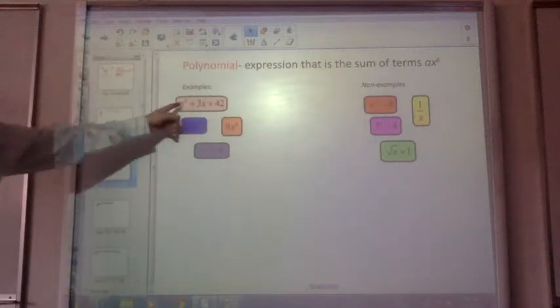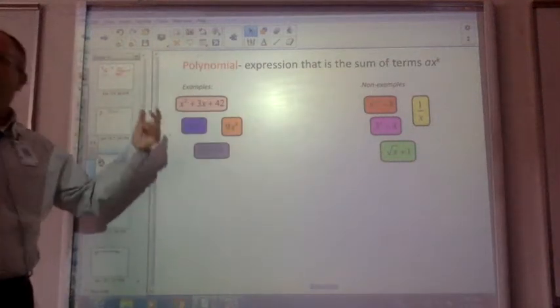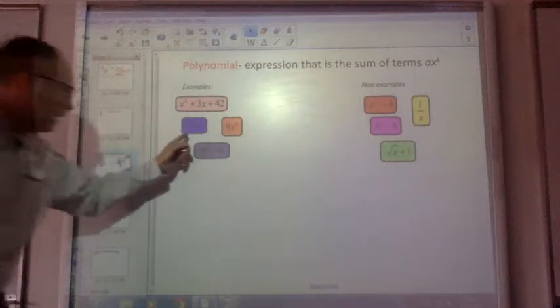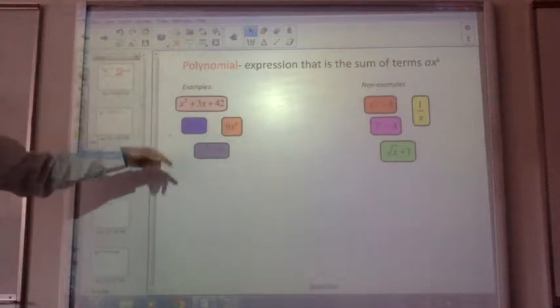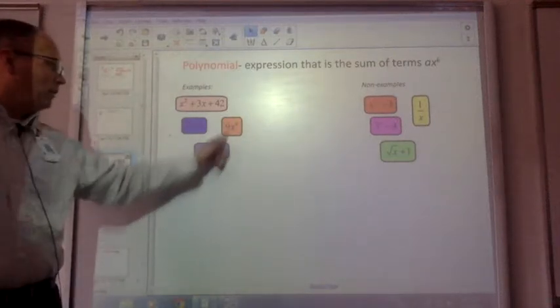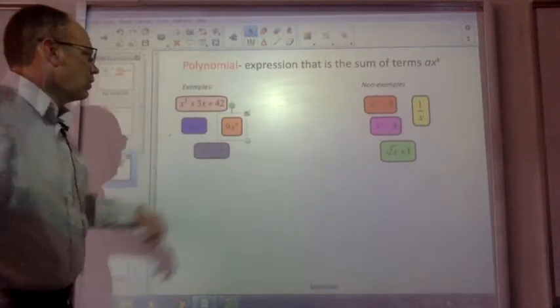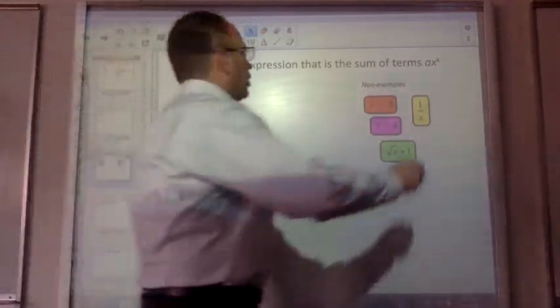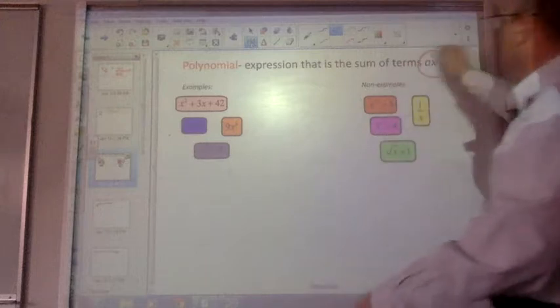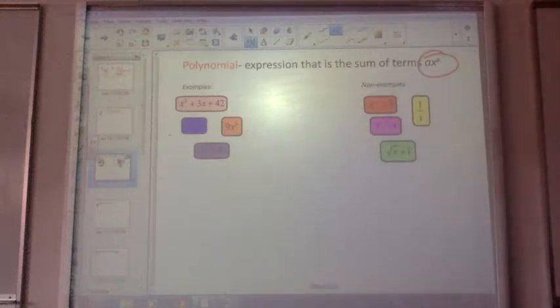Those are examples. So x squared plus 3x plus 42. It's in descending order. This says x plus 1, even though you can't see it. This says x to the 3rd minus 4 and 9x to the 6th. Those are all in terms of that. Okay? So it's just you have an x. It's not raised to a negative exponent. It doesn't have a square root. It can have a number attached to the front of it.